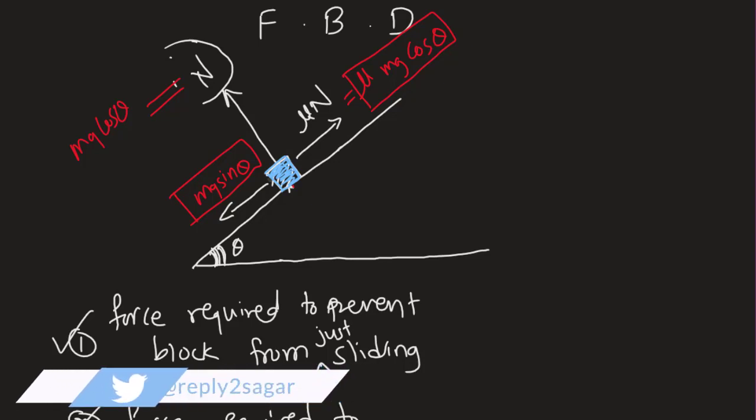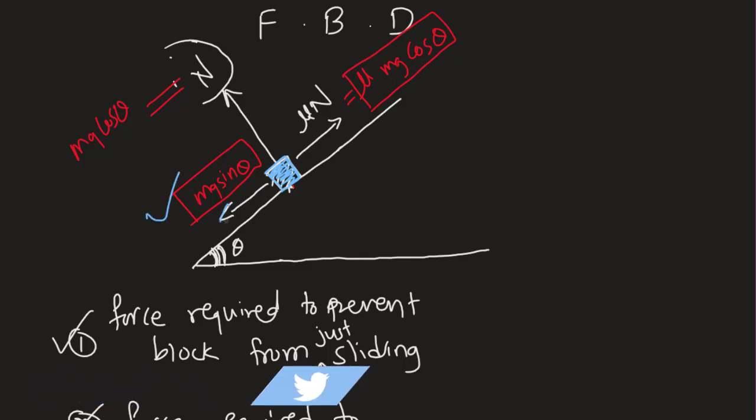So you must know that on this block there is a force mg sine theta that acts in this direction. It's a known fact, okay? You need to know this. And there is another force that acts in the upward direction like this, which depends upon the coefficient of friction and the normal force, and it can be given by this equation as well, mu mg cos theta.